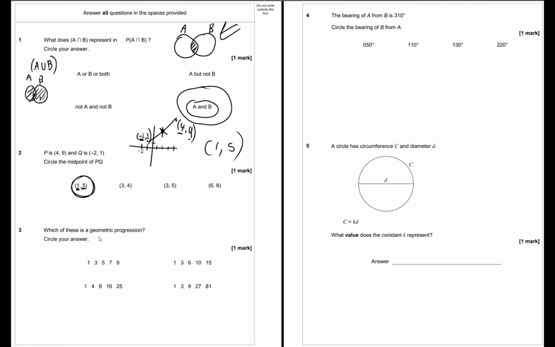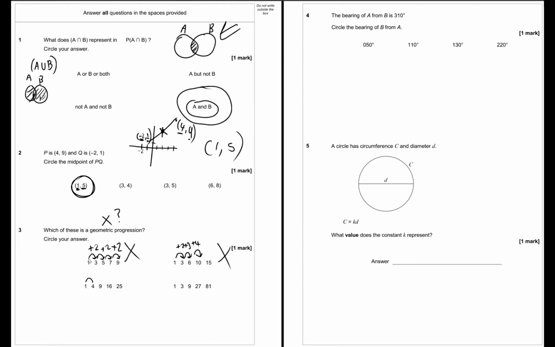Okay, question 3. Which of these is a geometric progression? Circle your answers. Geometric means we multiply each term by the same thing to get to the next number. So let's look at the first one. Each time we're adding 2, so that's not a geometric progression. Remember, geometric is multiplying by some value. In the next one we add 2, add 3, add 4, so we're not multiplying, so it's clearly not this one.